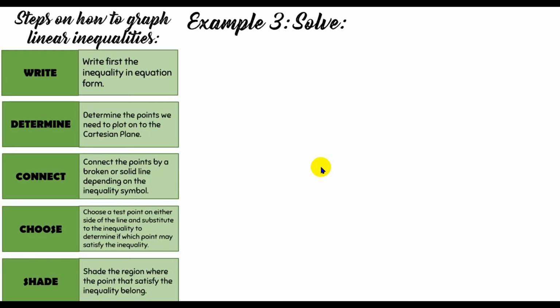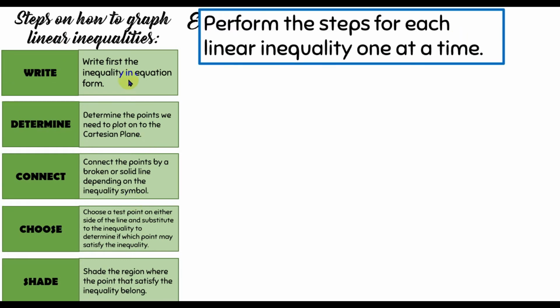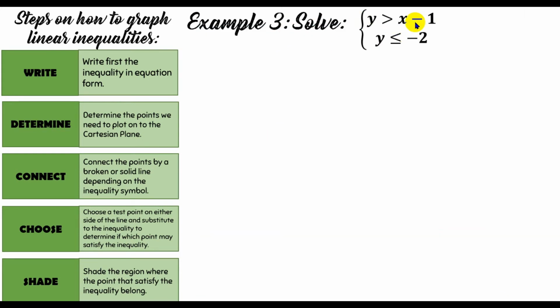Example number 3. So, we have here y is greater than x minus 1 and y is less than or equal to negative 2. Remember to perform this step one at a time. So, let's start with our first linear inequality. Y is greater than x minus 1. We have to form that as an equation. So, we have here y is equal to x minus 1, and again, it is in the form of slope-intercept form. So, slope is positive 1, which is the invisible one here. So we have here 1 over 1 as its slope, rise over run. Then for the y-intercept, we have negative 1.